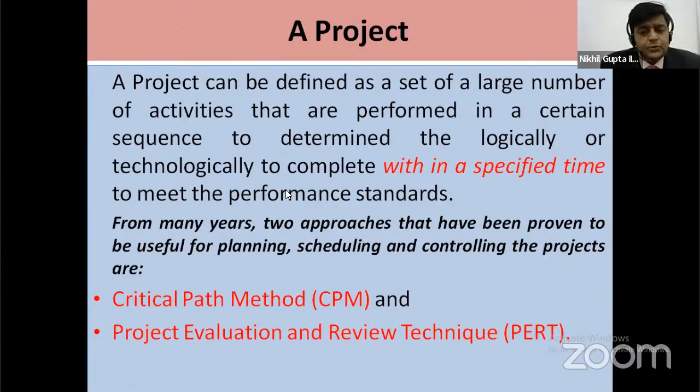For many years, two approaches have proven to be useful for planning, scheduling, and controlling any kind of project, even in any industry, any software industry, any other. One is the critical path method, also known as CPM, and the second one is the Project Evaluation and Review Technique. This is known as PERT.